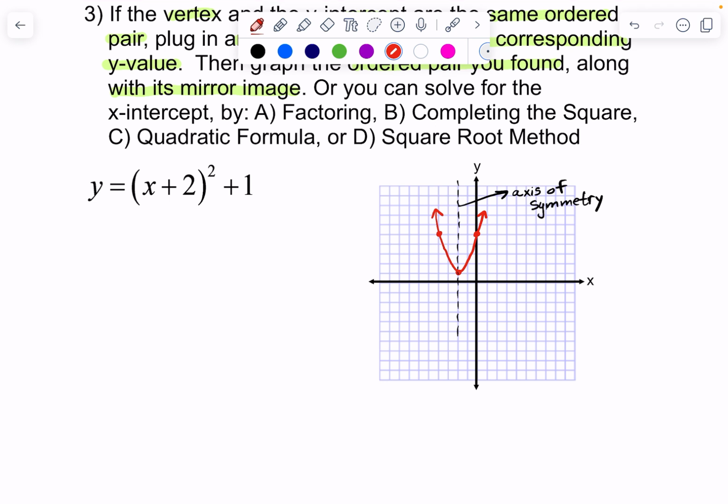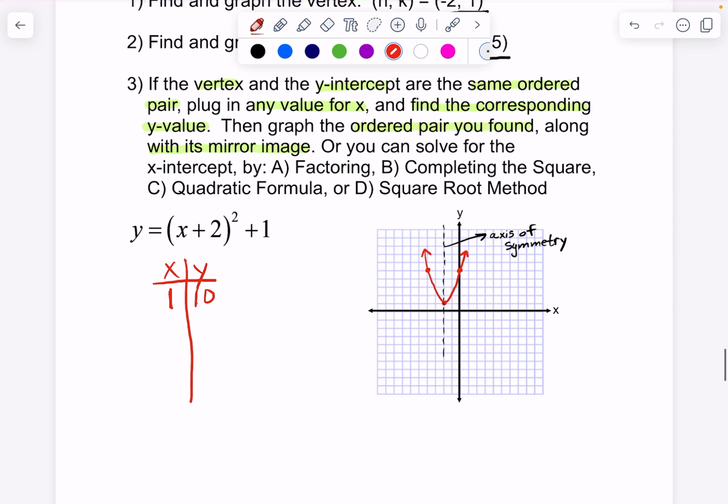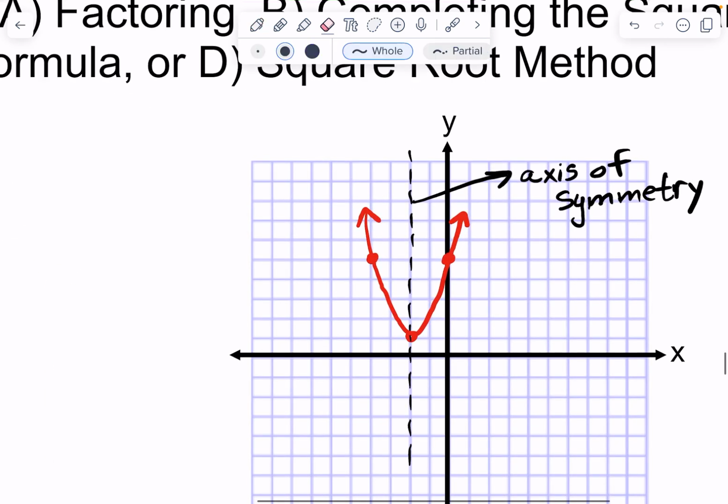Now, what about step 3? What if I wanted this a little bit more detailed? Go ahead and just make an XY table. Let's find the value of y when x is 1. Well, 1 plus 2 is 3, 3 squared is 9, plus 1 is 10. So let me go ahead and erase this here for you. So I've got 1, 10. So I've got here 5, 6, 7, 8, 9, 10.